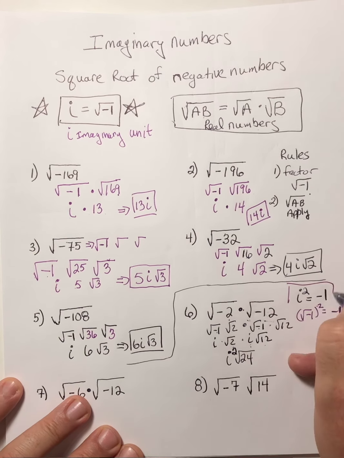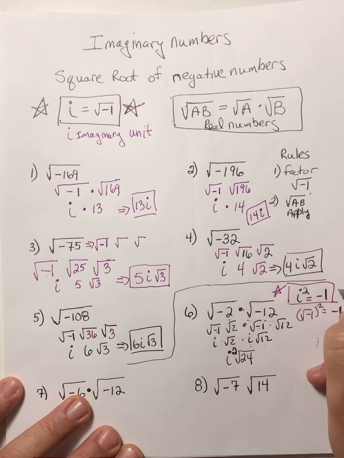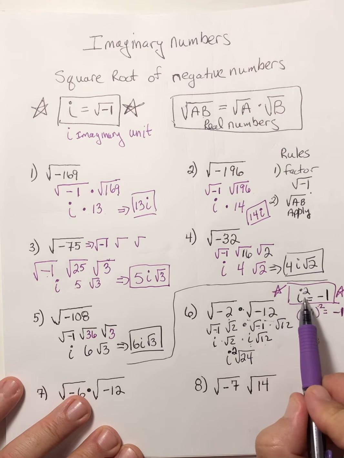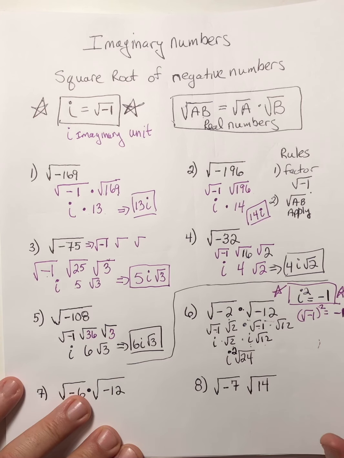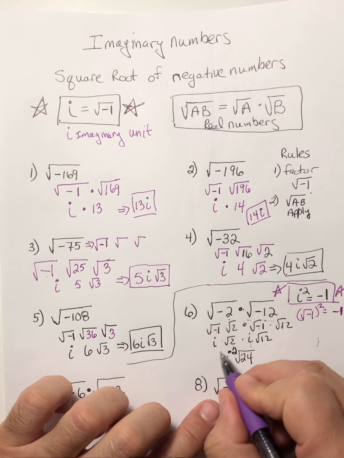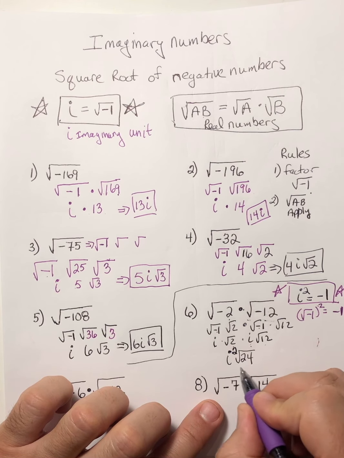Very, very important. I'm going to put another star next to it. This needs to be memorized. i squared is equal to -1. Okay? All right. So we know i squared is -1, and we just have to clean up square root of 24.